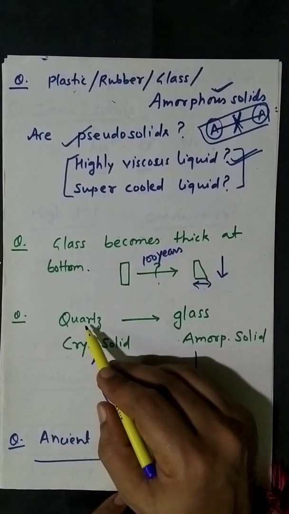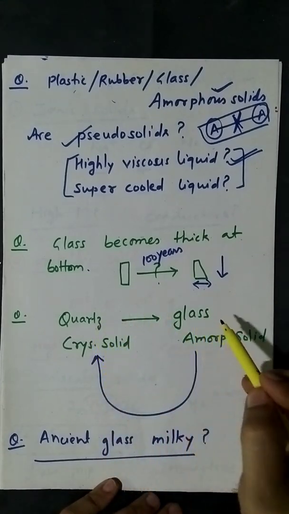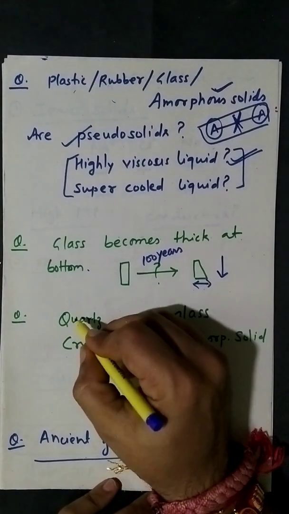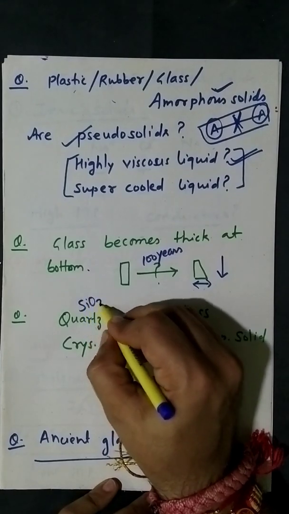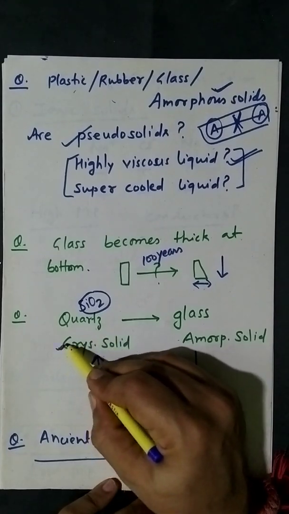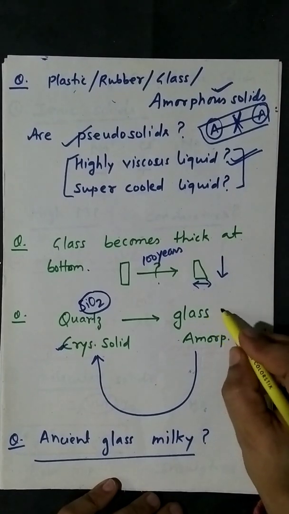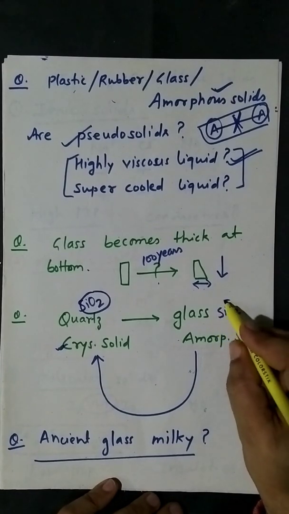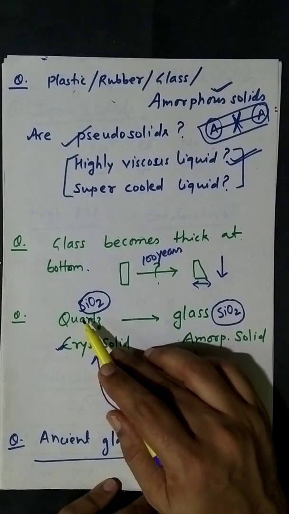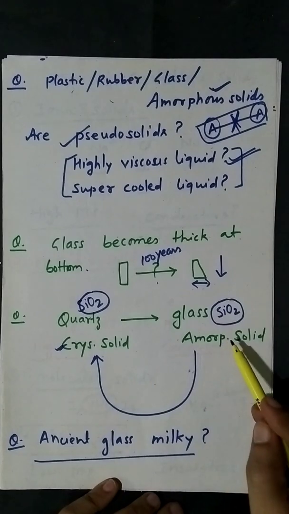Next question is, what are the similarities between quartz and glass and how can you change quartz into glass and then glass into quartz? The first point, similarity between quartz and glass. Quartz is SiO2 and more important for us is quartz is an example of a crystalline solid. Glass is an example of amorphous solid and one of the main components of glass is also SiO2, that is silica. So chemically they are similar, SiO2, but physically this is a crystalline solid and this is amorphous solid.